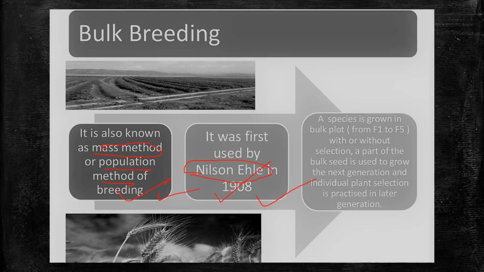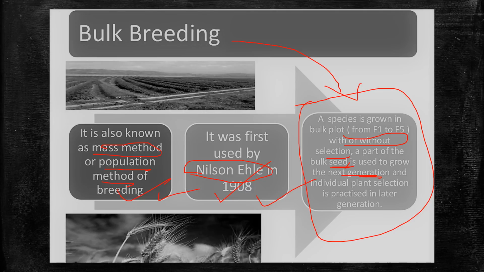So how is bulk breeding practiced? The entire process is given in this small tabular box. It is nothing but a species grown in a bulk plot. The generations may vary from F1 to F5 with or without any selection. Then a part of the bulk seed is used to grow the next generation, and individual plant selection is practiced in later generations. We'll see the entire definition of bulk breeding in the upcoming slides.